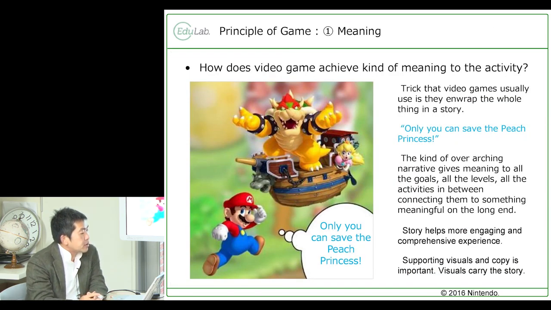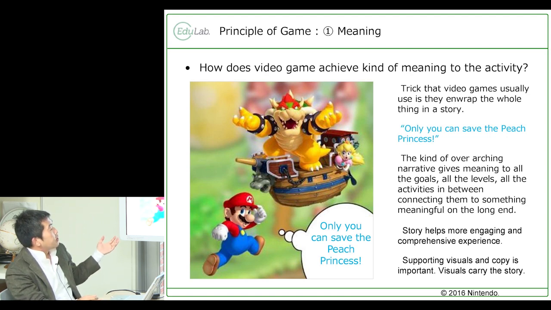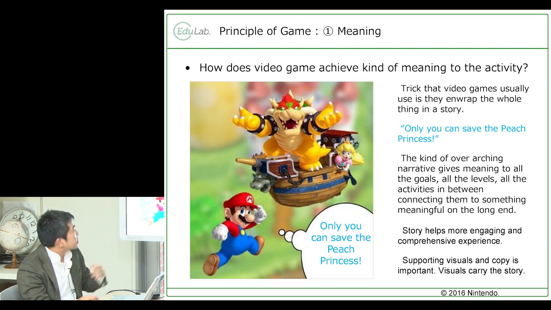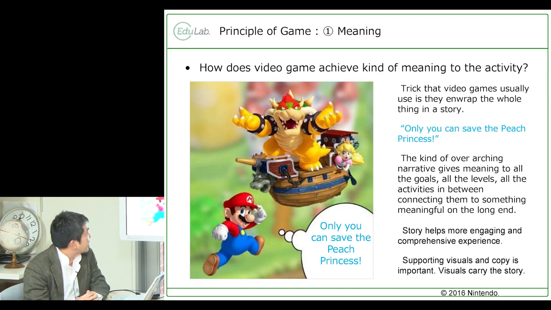So, principle of game, meaning. How does a video game give meaning to the activity? This is another illustration taken from Mario Kart. The objective is to save a princess, Princess Peach. She was abducted by this Koopa. And your goal is to save her. It's a simple goal. But there is a story here, which you can devote your feeling into.